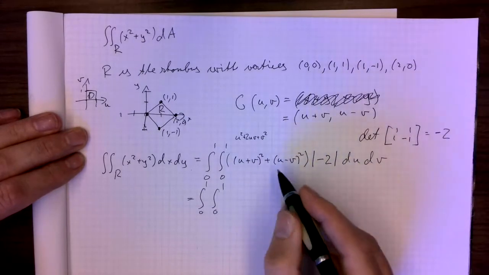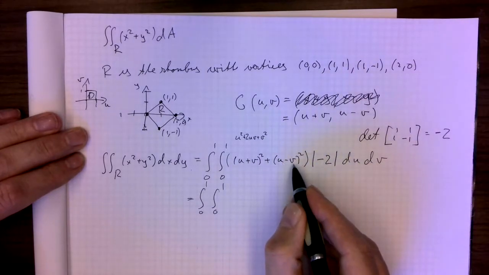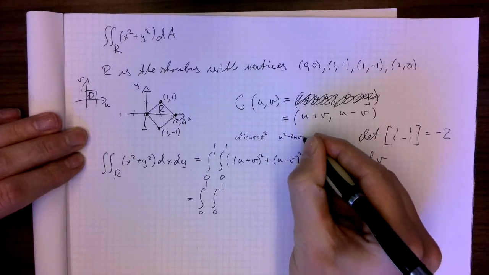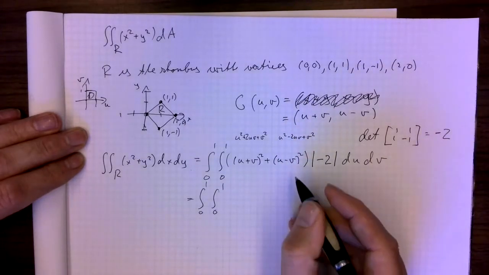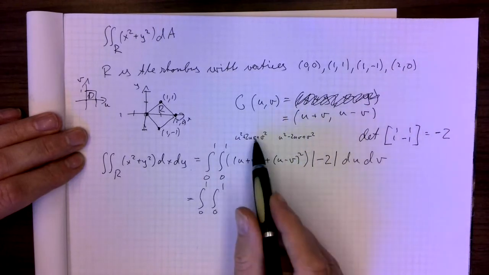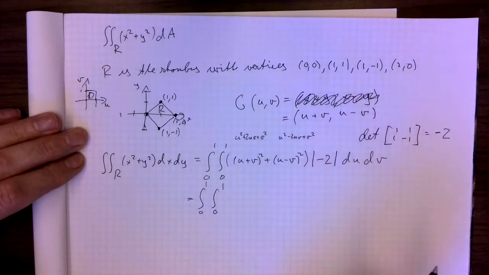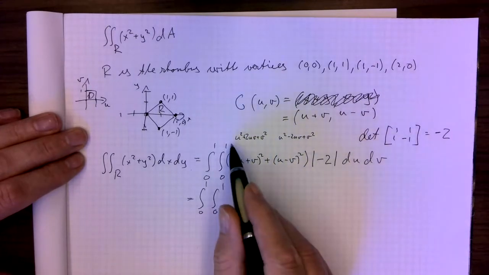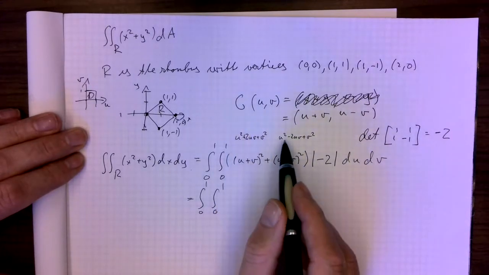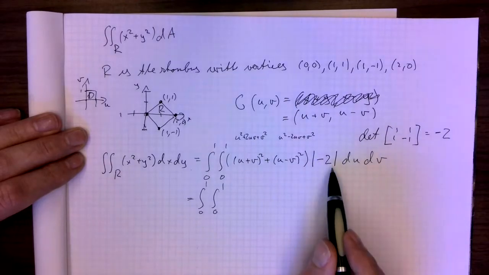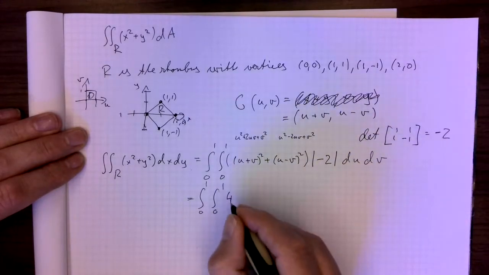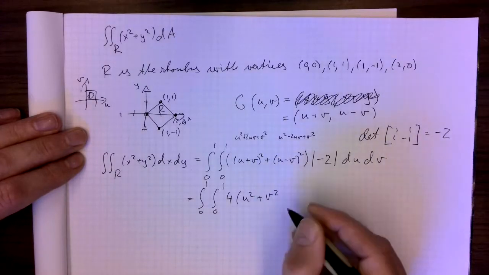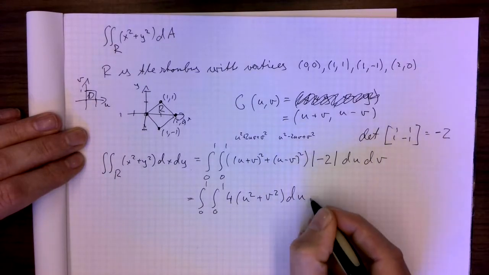And what is (u minus v) squared? It's going to be u squared minus 2uv plus v squared, right? And so if I add those, the inside nicely cancels out, right? And so I'm going to get 2u squared plus 2v squared. I'm going to get another 2 here, so I'm going to have 4 times (u squared plus v squared) du dv.